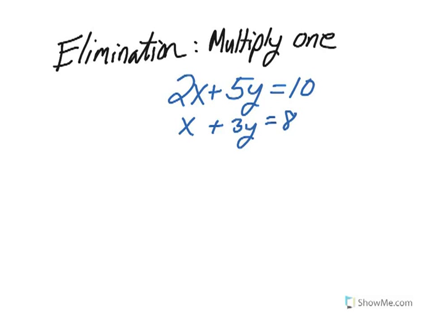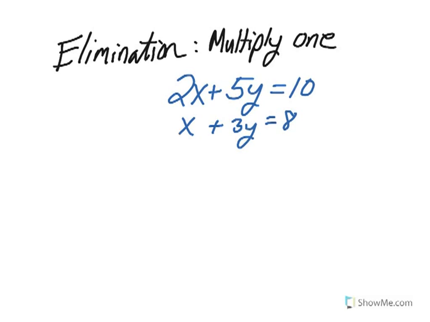Today we're going to look at elimination by multiplying one equation by a number in order to get the coefficients of two variables to be the same. Let's take a look at the following two equations. In the first equation we notice 2x and x have different coefficients. We also notice that 5y and 3y have different coefficients.